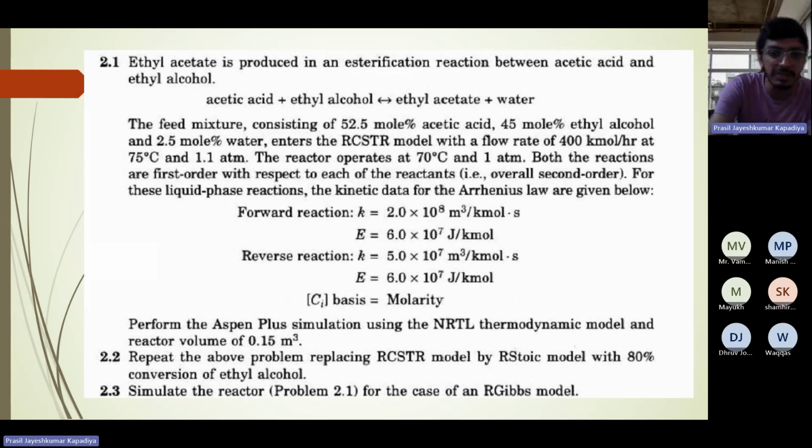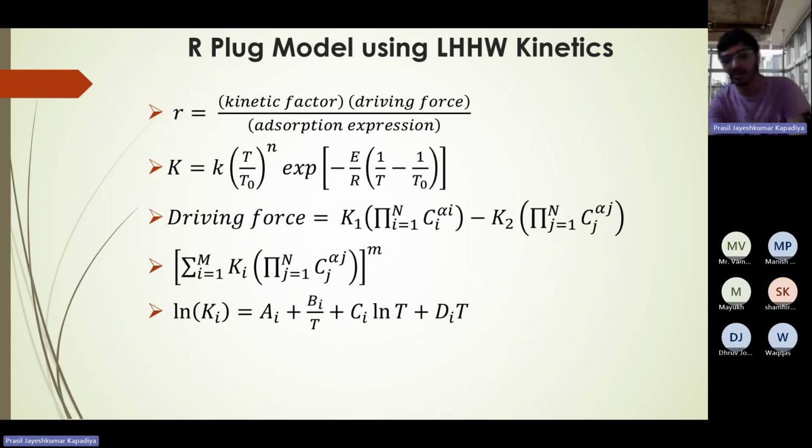This is just repetition. So I will start with LHHW kinetics. What is the full form of LHHW? LHHW is the Langmuir-Hinshelwood-Hougen-Watson model. That is based on adsorption; the driving force is adsorption. For this model, rate is given by kinetic factor times driving force divided by the adsorption expression, and the rate constant k is expressed as k (T/T0)^n exp(-E/R (1/T - 1/T0)).